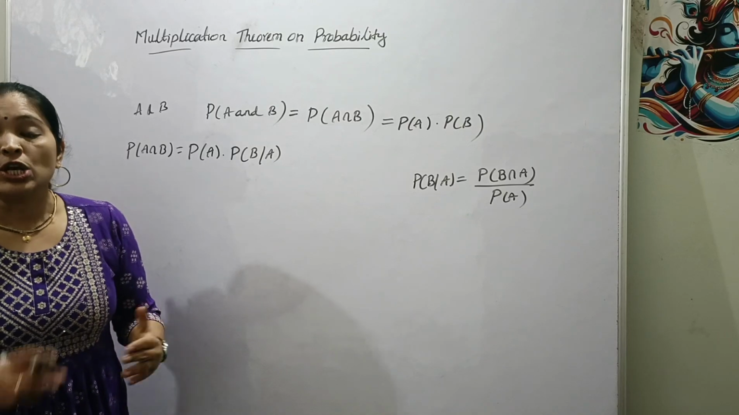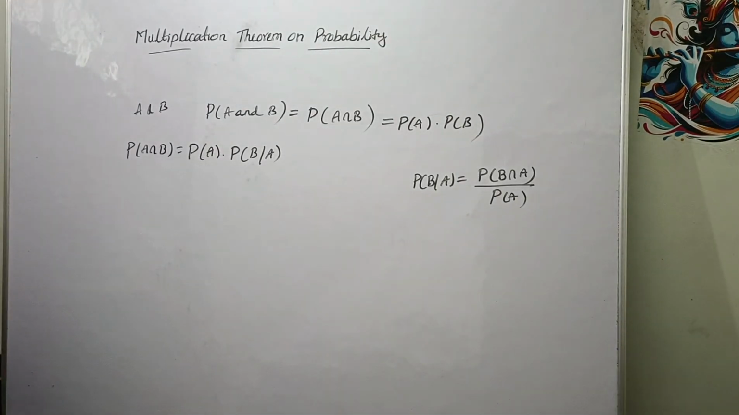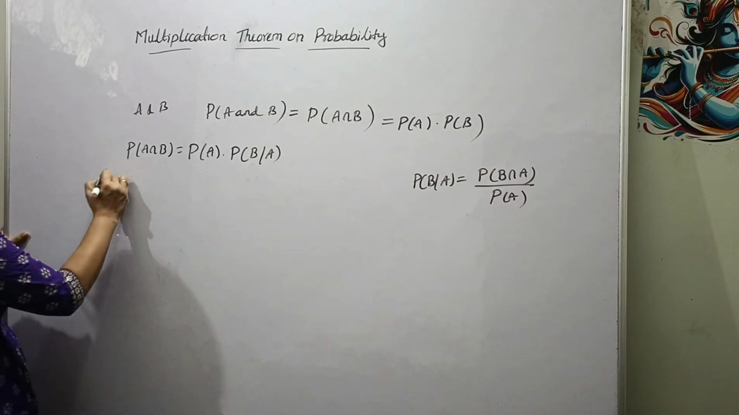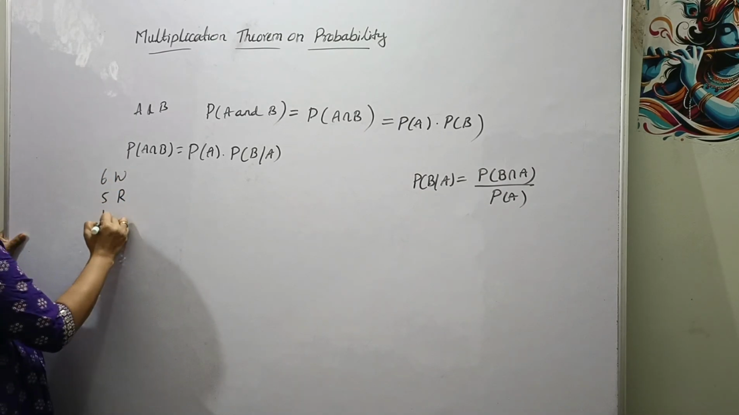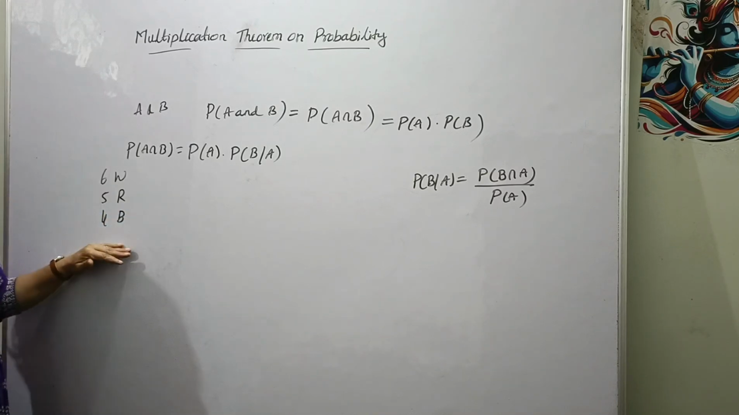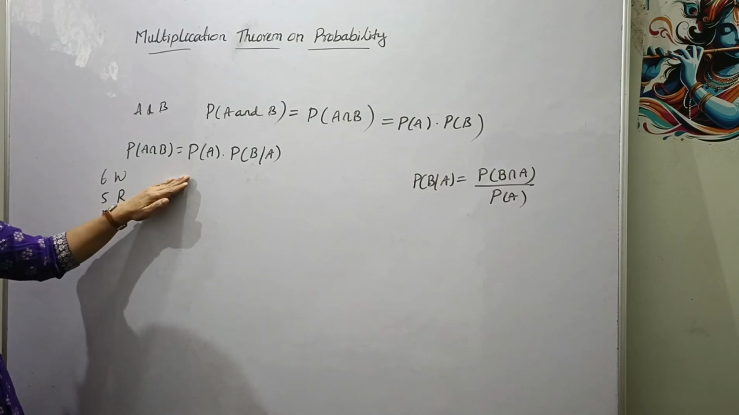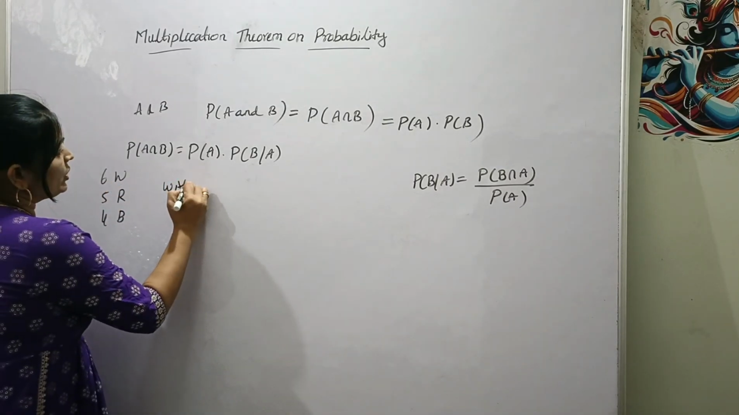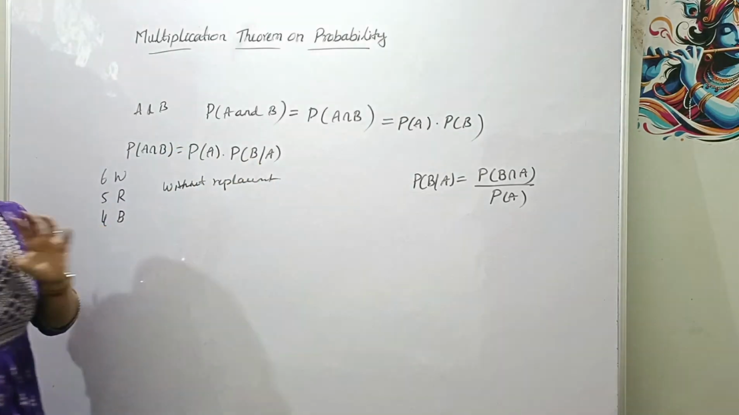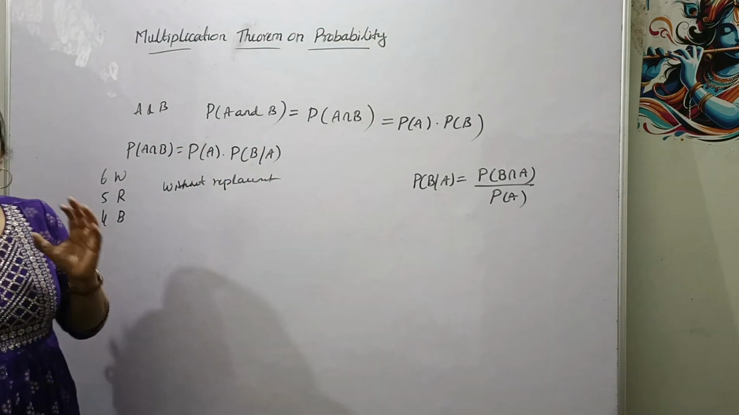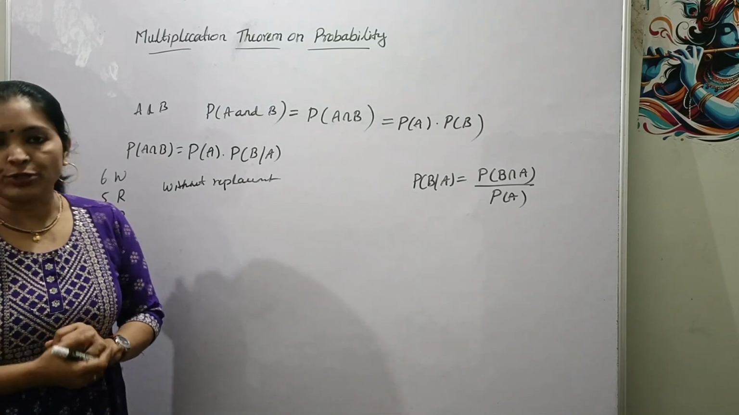Let's take an example so that you will understand the concept very quickly. Example: a bag contains 6 white balls, 5 red balls and 4 black balls. And 3 balls are drawn at random without replacement. Now, what is the probability that 3 black balls are drawn?